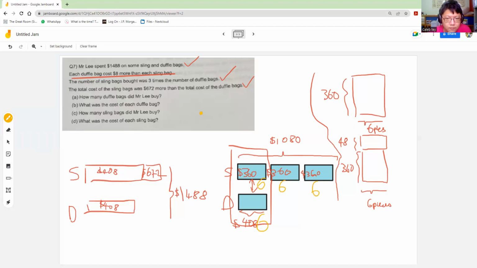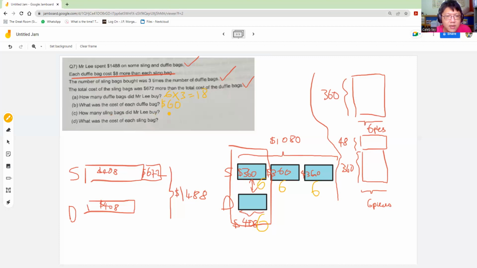Okay, so we're done. How many duffel bags did Mr. Lee buy? 6. What's the cost of each duffel bag? 360 divided by 6, so should be 60. How many sling bags did he buy? 6 times 3, 18. How much was each one? You should get 60.